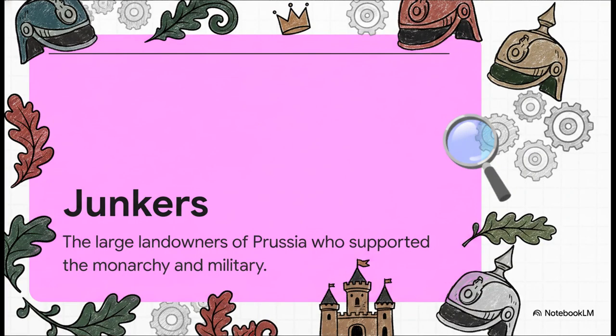Now, here's a word you absolutely have to commit to memory for your exam: Junkers. Seriously, defining this is a classic 1-mark board exam question. The Junkers were the large landowners of Prussia. When the monarchy and the military stepped in to repress that liberal 1848 initiative we just talked about, they didn't do it alone. They had the heavy backing of these powerful Junkers. This elite group played a massive role in making sure democracy didn't take root in Germany.